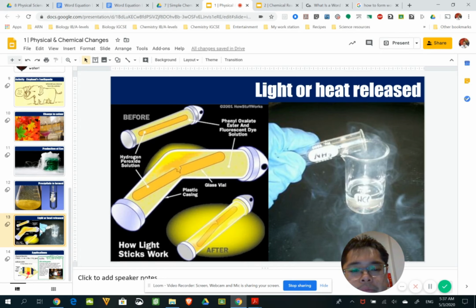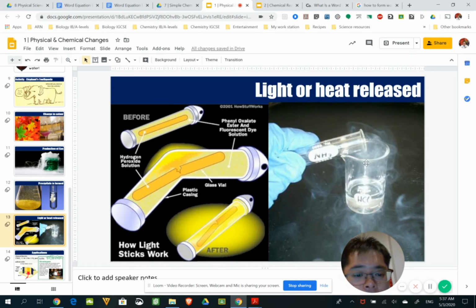Light or heat being released. These are two common ways for you to know that chemical changes have occurred. Have a look at this one here. You will have a solution inside with phenyl oxalate ester and fluorescent dye. This is basically the glow stick. The moment you break the glass vial inside, you release substances which will react with other substances to produce light. And this is non-reversible, so it's irreversible.